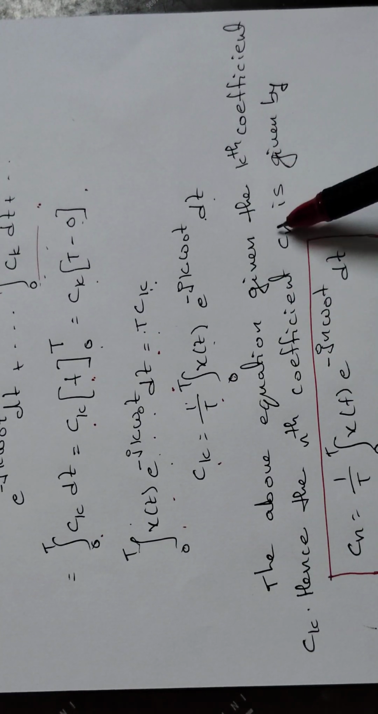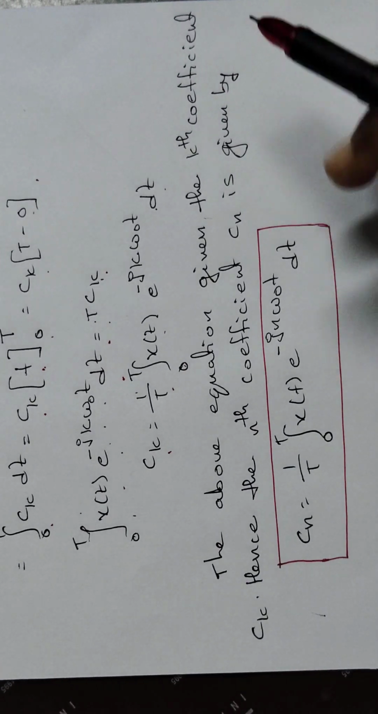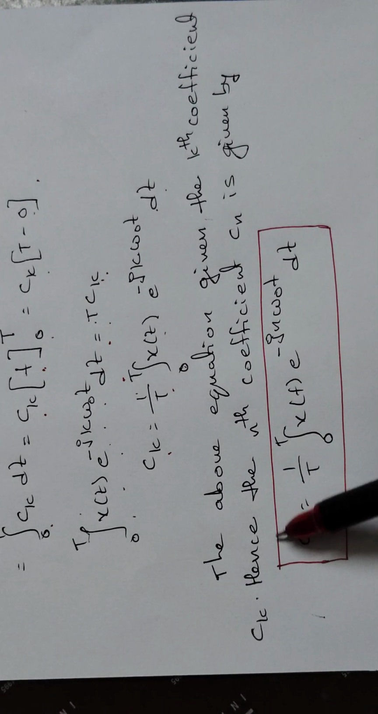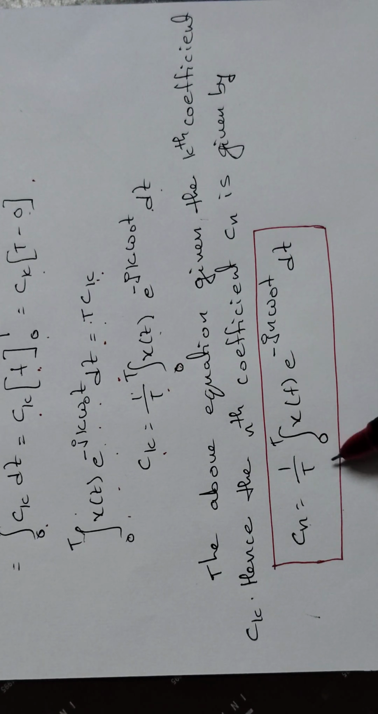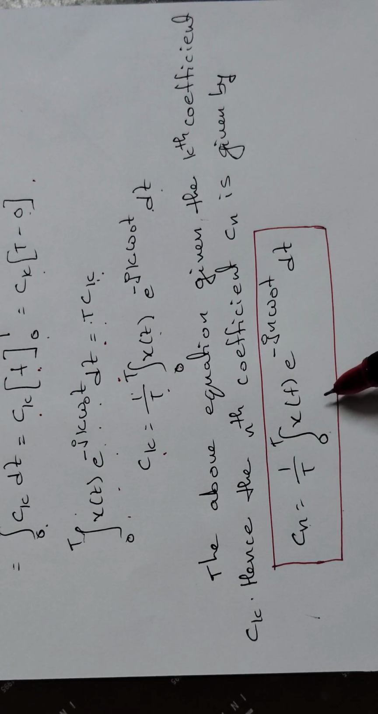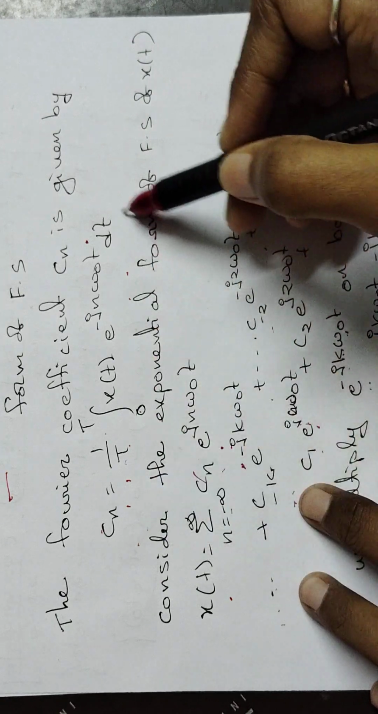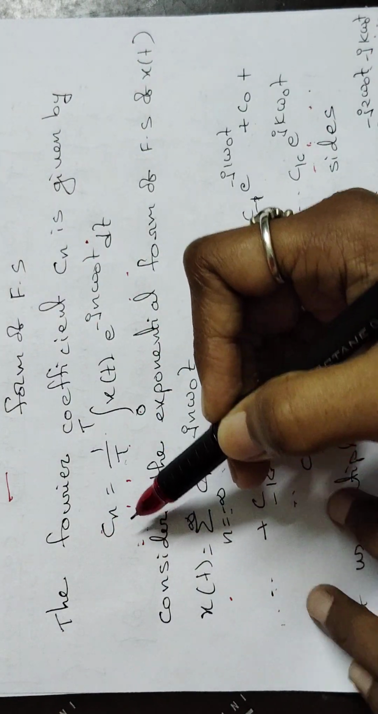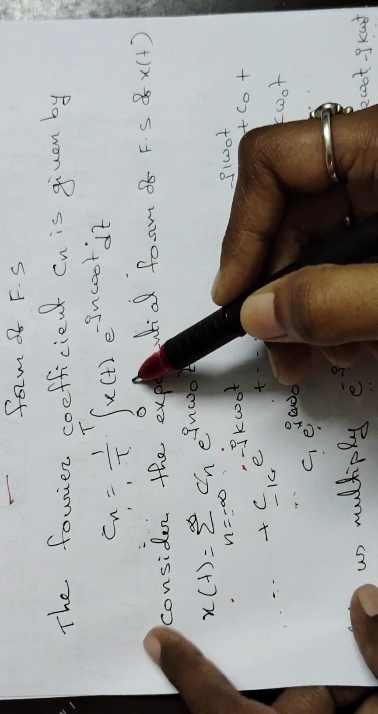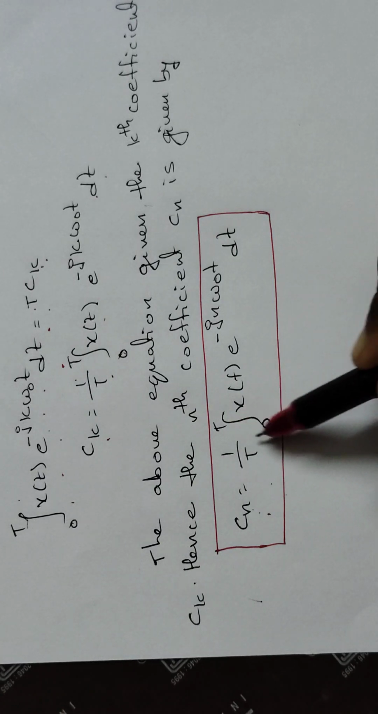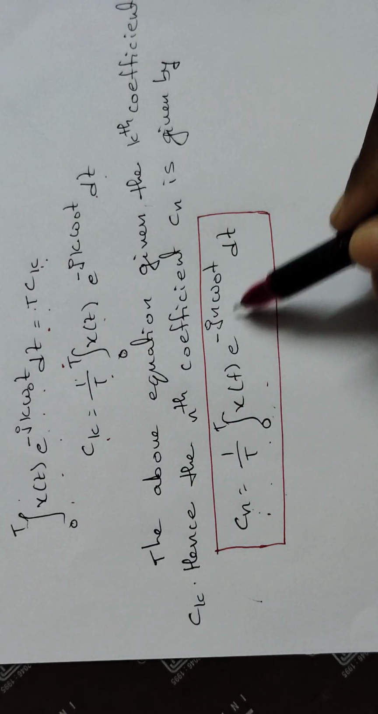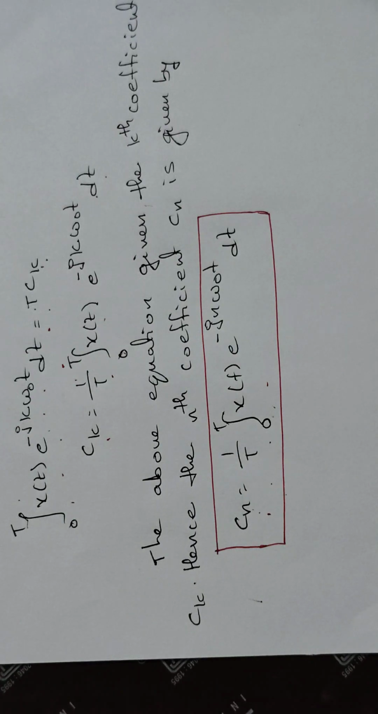Now the above equation gives the kth coefficient, that is c_k. If you find the nth coefficient, that is c_n, c_n is equal to (1/T) integral from 0 to T of x(t) e^(-jn ω0 t). That is nothing but the c_n value we saw at the beginning. So c_n is equal to (1/T) integral from 0 to T of x(t) e^(-jn ω0 t) dt. So this is the exponential form of Fourier series. Thank you.